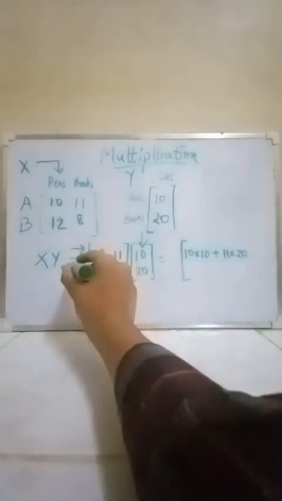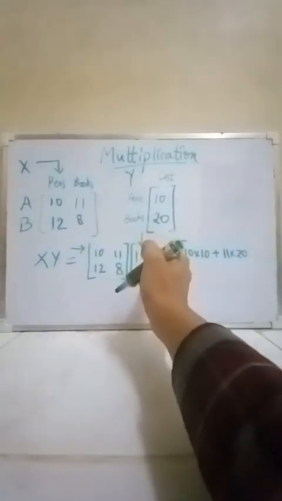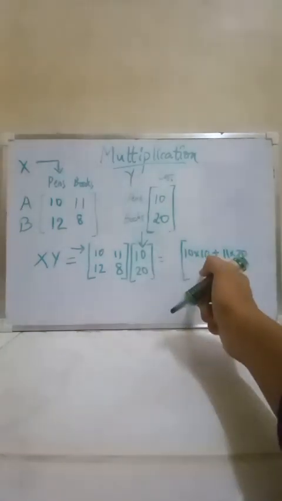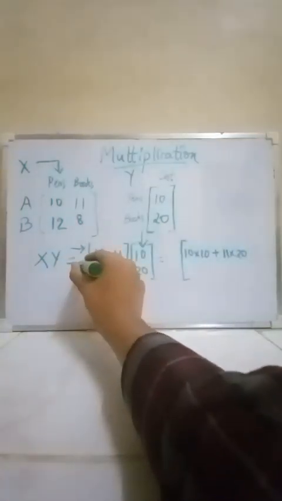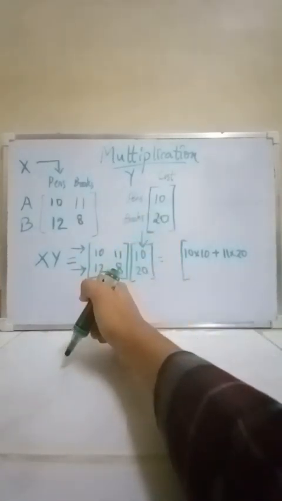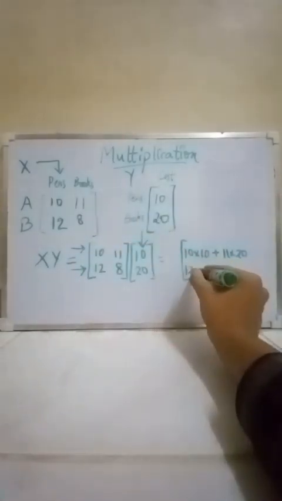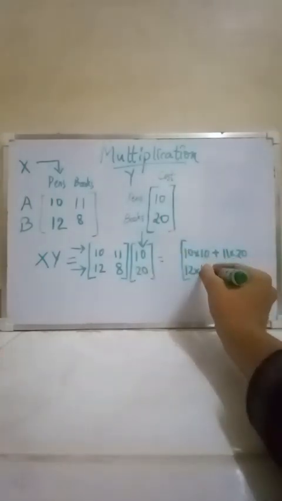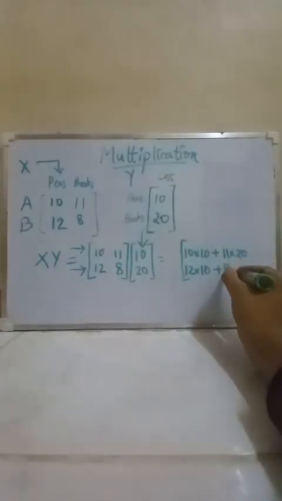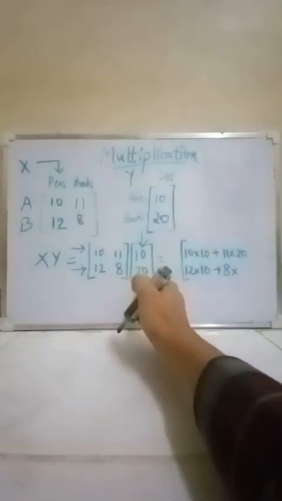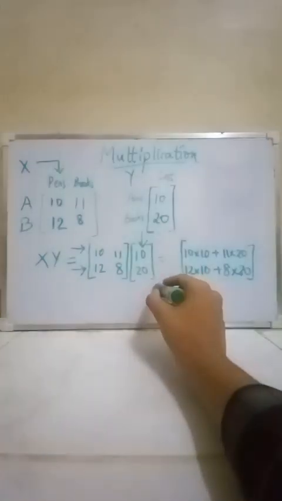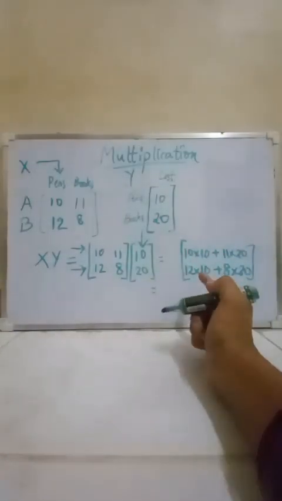Now, there is only one column here, right? So there's no second element here, okay? The second element would be down below. So now you have to do the second row and first column. Second row, first element is 12, times first column 10, plus second element 8 times second element 20, right? Now we have to multiply and add the answers together, okay?